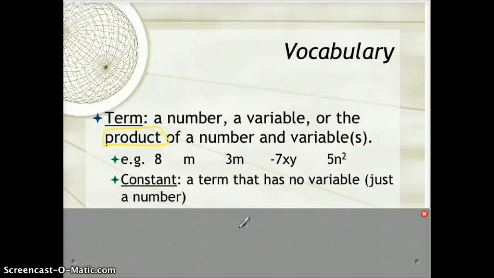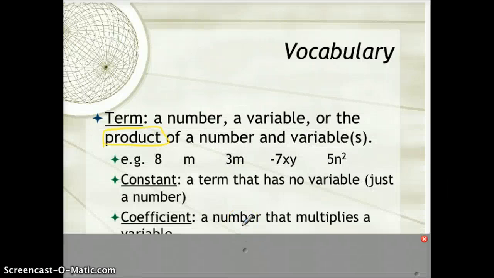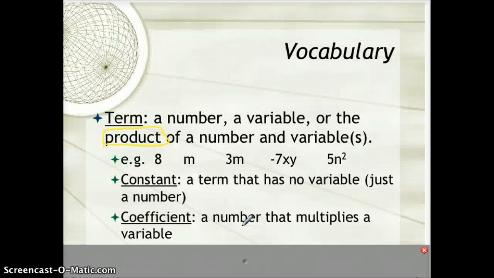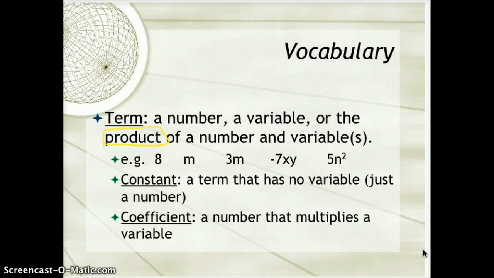Constant is just a term that has no variable. So that means anything that's just a number, like the 8 above, we call that a constant. A coefficient is a number that multiplies a variable. So a number that's in front of a variable, or just multiplying a variable, like the 5 in 5n squared, that's a coefficient. Okay, so the 5 here is a coefficient because it's multiplying a variable. The 8 here is just a constant because that's just a number by itself. So constant by itself, coefficient multiplying a variable.